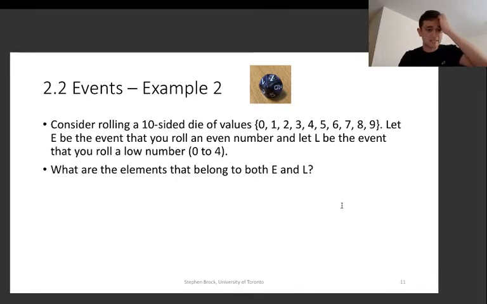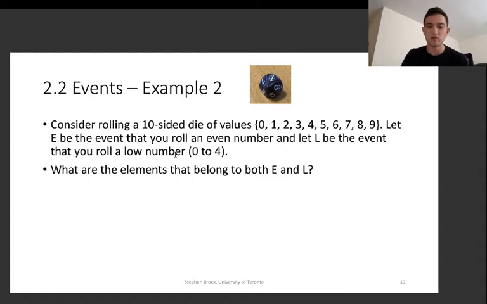So consider rolling a 10-sided die of values 0 to 9. Not sure if you have seen a 10-sided die before, but if you have ever played Dungeons and Dragons, which is a really fun game, highly recommend checking out if you have the opportunity, you have a die that looks something like this. The values are 0 to 9, and it's called a 10D.